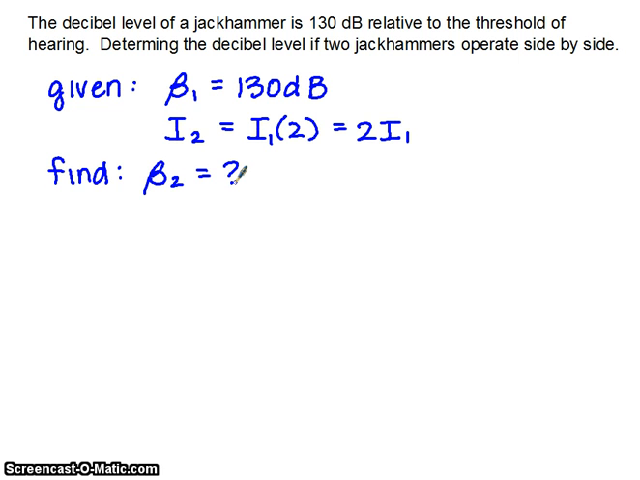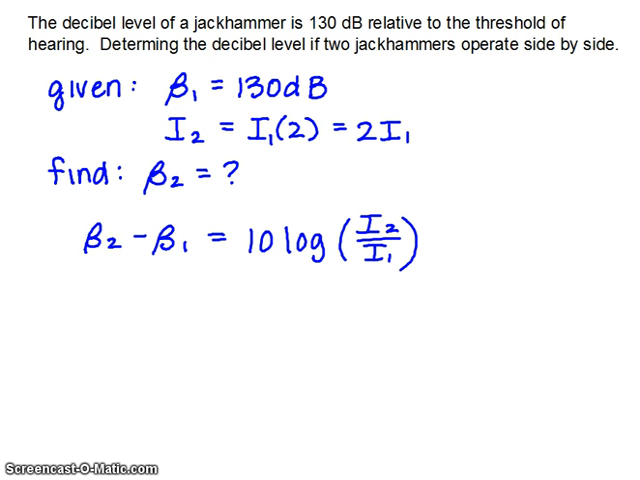So this is a problem where we're comparing one jackhammer to two jackhammers instead of comparing to the threshold of hearing. We certainly could make this a longer problem by comparing to the threshold of hearing and finding what this value is for intensity, but ultimately we would just be doubling that value anyway, so we actually don't need to go that route. It would work, but it would be a longer way to go about solving this problem. So what we'll do is we'll add the beta 1 to both sides to get beta 2 by itself.